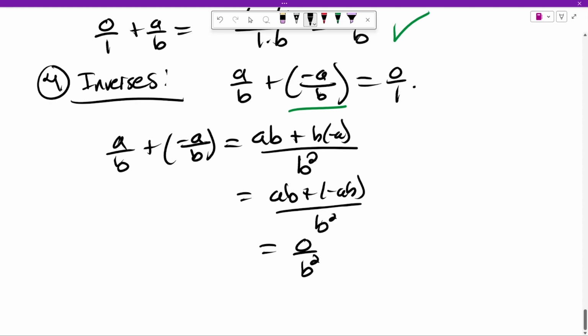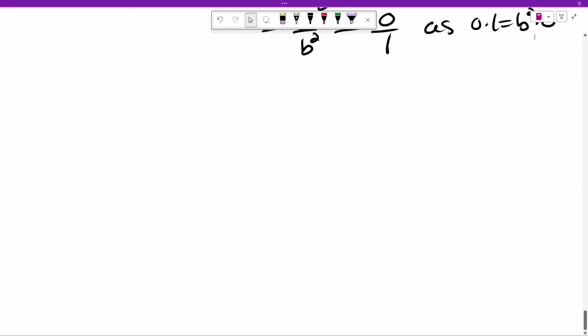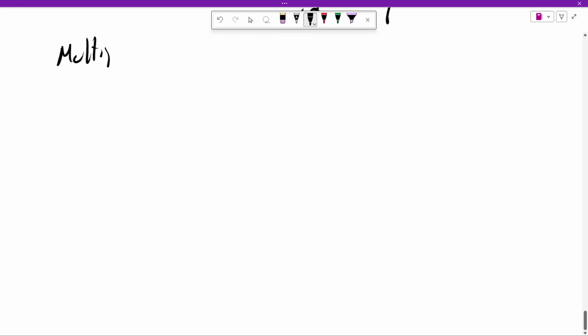And I claim that 0 over b squared is the same as 0 over 1. Why? Well, fractions are the same if when you cross multiply, you get something true, and that is certainly true, so these fractions are the same. Great. So those are the additive properties, and we checked that Q with this definition of addition satisfies the additive properties. Let's go to the multiplicative properties. This will be a lot easier in some ways.